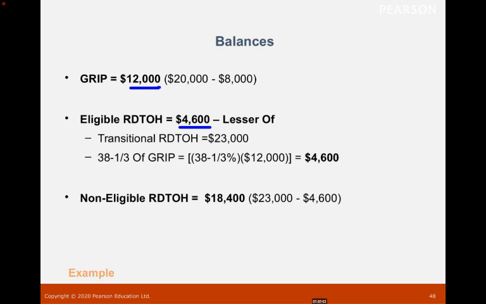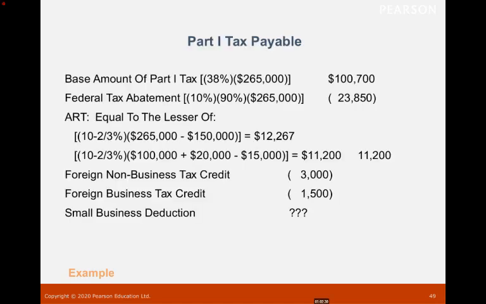Over on the non-eligible side, we should have here opening RDTOH balance 23,000. This is towards the bottom of page 672. And then the opening GRIP balance of 4,600 gives us our 18,400.